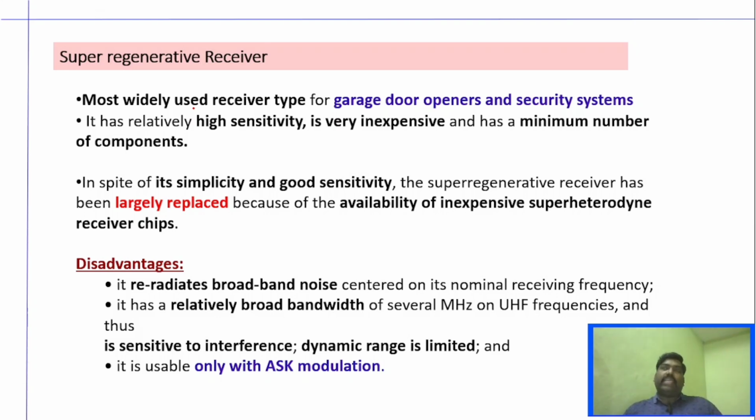It is replaced by super heterodyne receiver chips because it has certain disadvantages: it radiates broadband noise centered on the nominal receiving frequency, and it has a relatively broad bandwidth of several megahertz on UHF frequency, and because of that it is sensitive to interference. And the dynamic range is limited. And a very important disadvantage, it is mainly suitable for ASK modulation when compared to other modulation. That is why it is replaced by super heterodyne receiver chips.